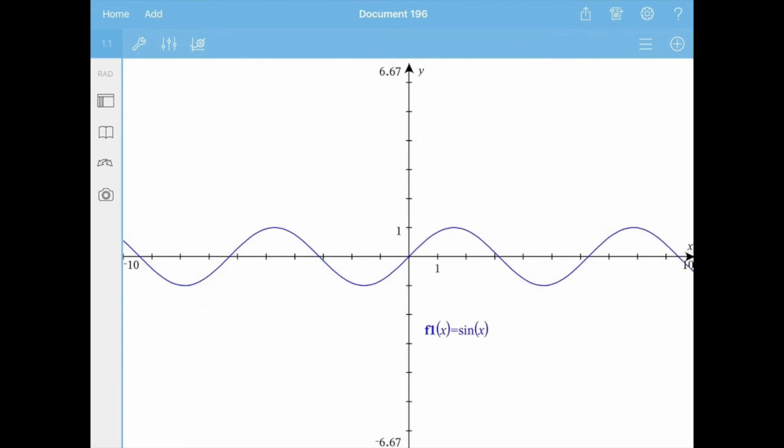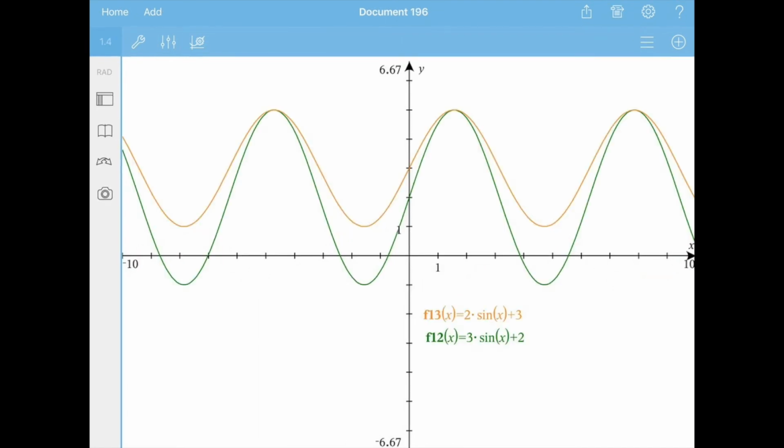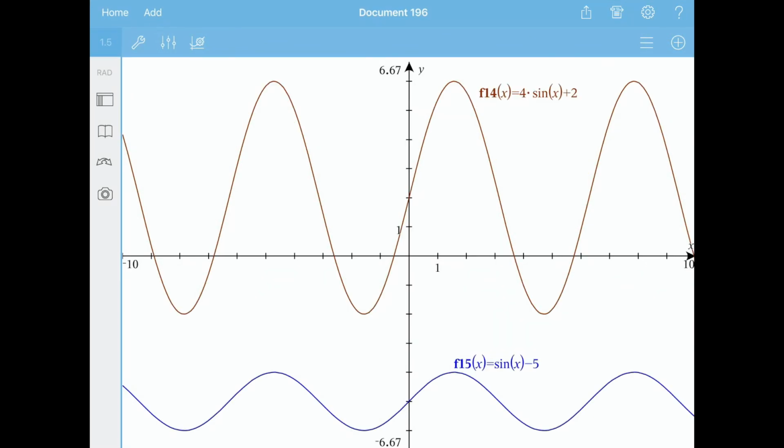Remember what sine looks like, and so we're going to reflect it across the x-axis, and you're going to put the negative in front of it. And so this time when it goes through the origin, it's going to go down through the origin. And here I put a couple where you change both the amplitude and the vertical shift together so you can compare them.